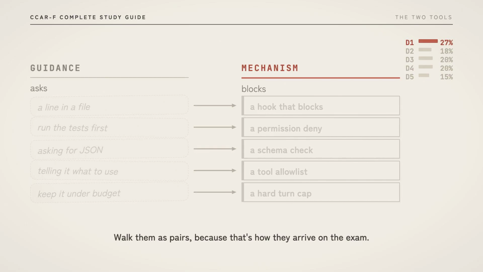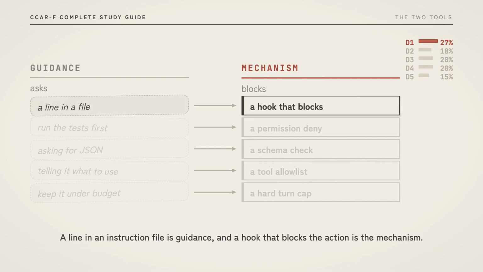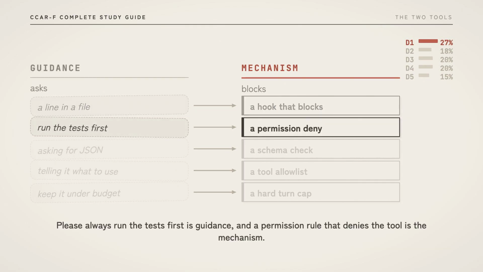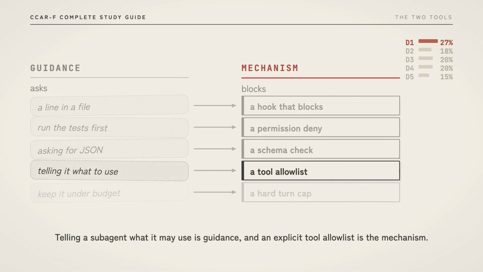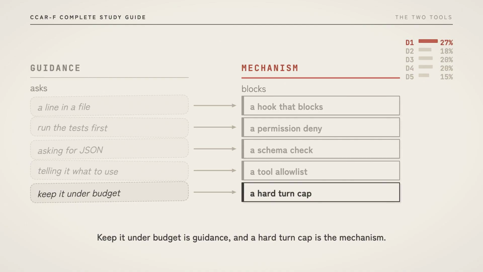Walk them as pairs, because that's how they arrive on the exam. A line in an instruction file is guidance, and a hook that blocks the action is the mechanism. Please always run the tests first is guidance, and a permission rule that denies the tool is the mechanism. Asking for JSON in the prompt is guidance, and a schema the output gets validated against is the mechanism. Telling a subagent what it may use is guidance, and an explicit tool allow list is the mechanism. Keep it under budget is guidance, and a hard turn cap is the mechanism.